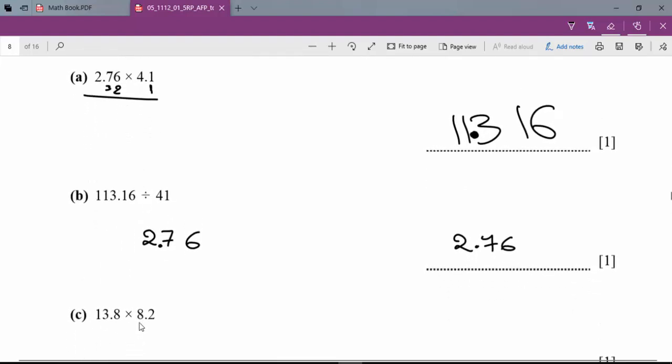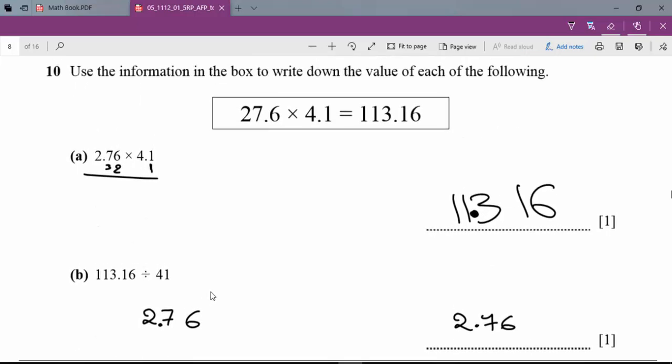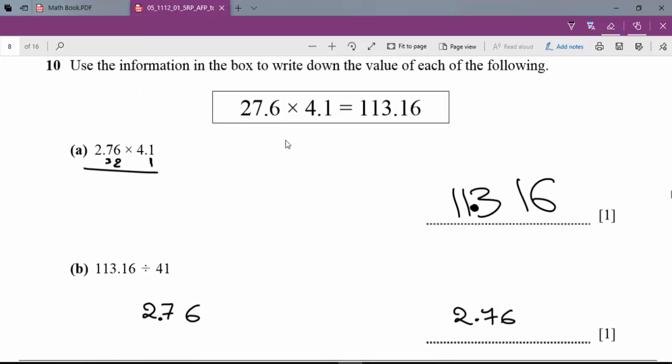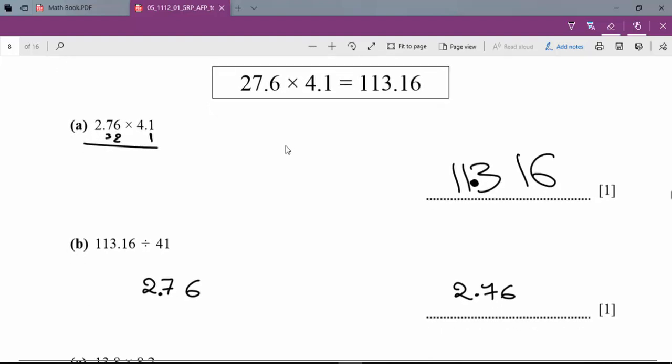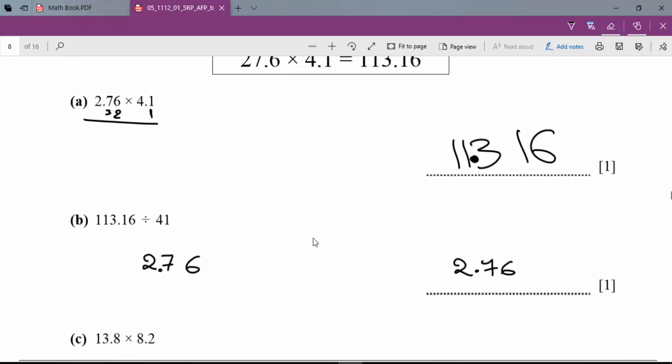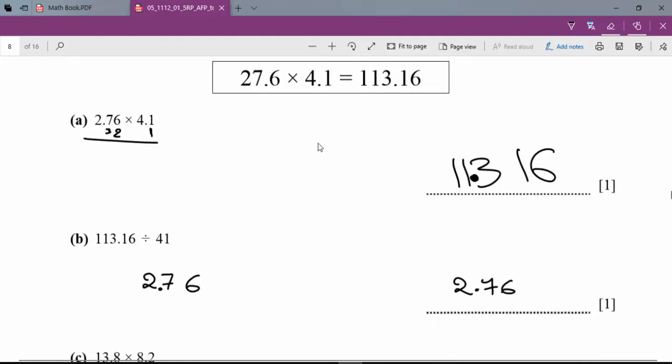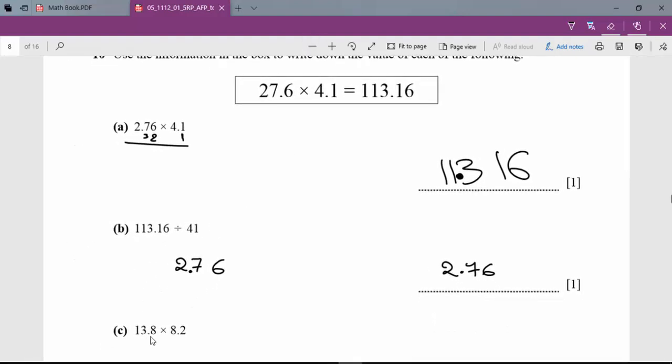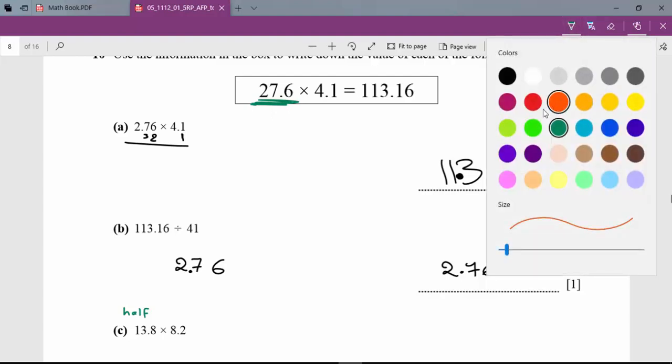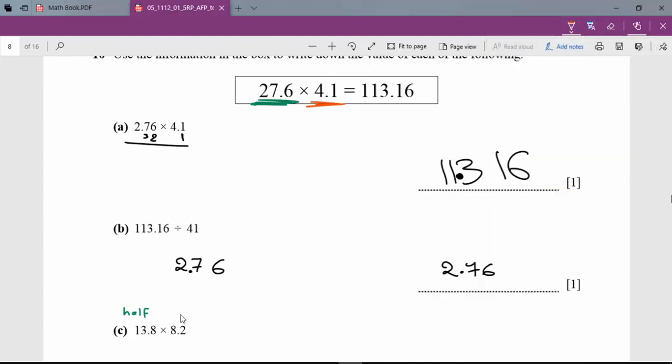Now 13.8 times 8.2. Is there 13.8? There's no 13.8. 8.2. Is there 8.2? No. But look at them. 13.8 is half of 27.6. So one of the numbers became half of itself. This number is half as the fact. It's half of this one. And the other number is double of this.